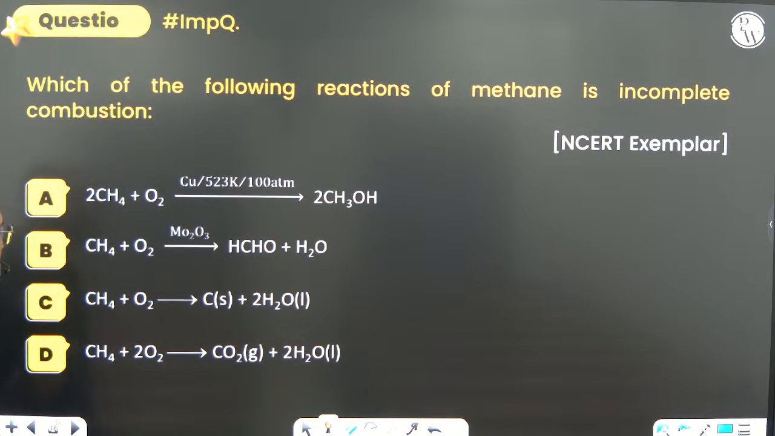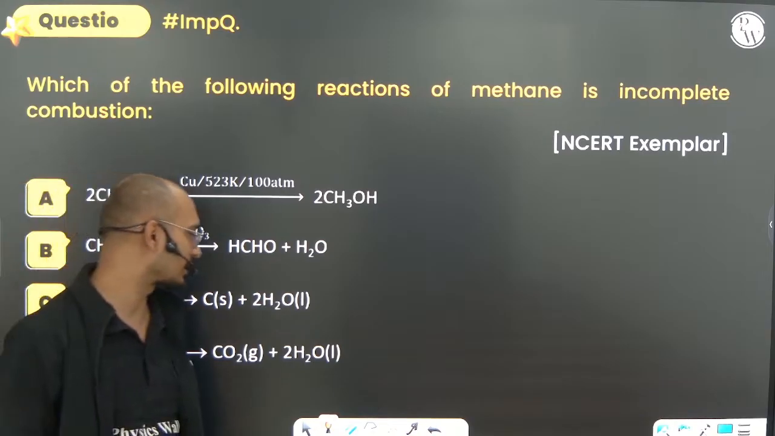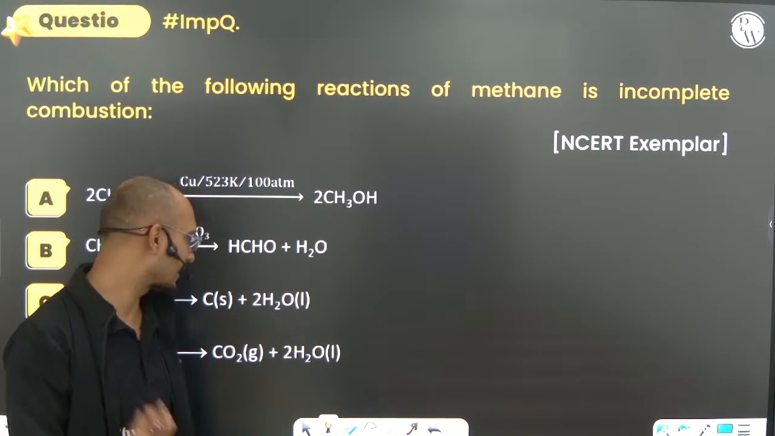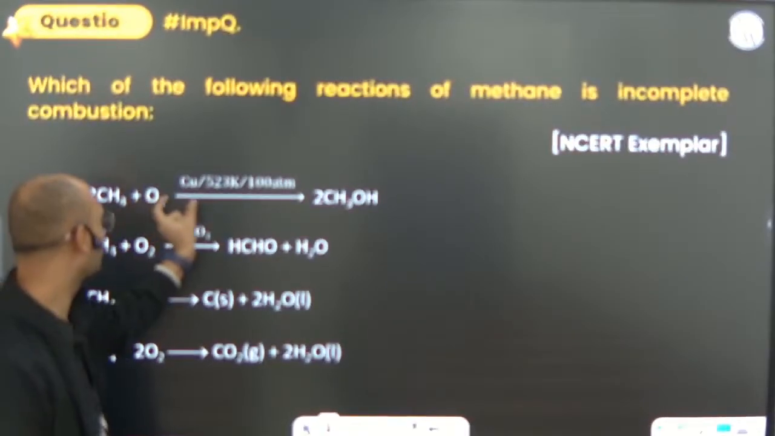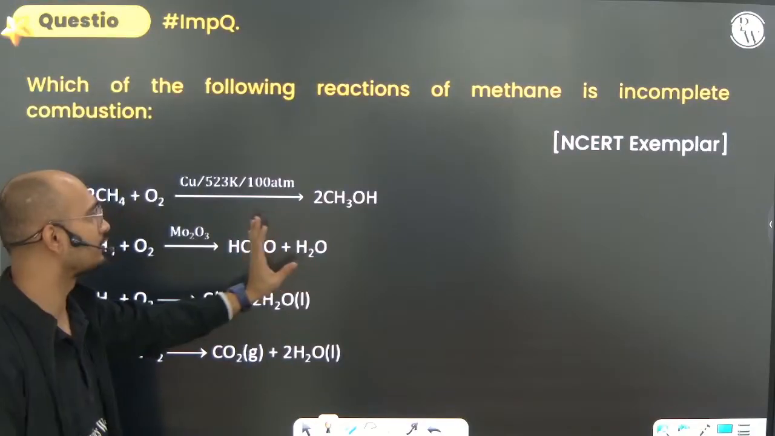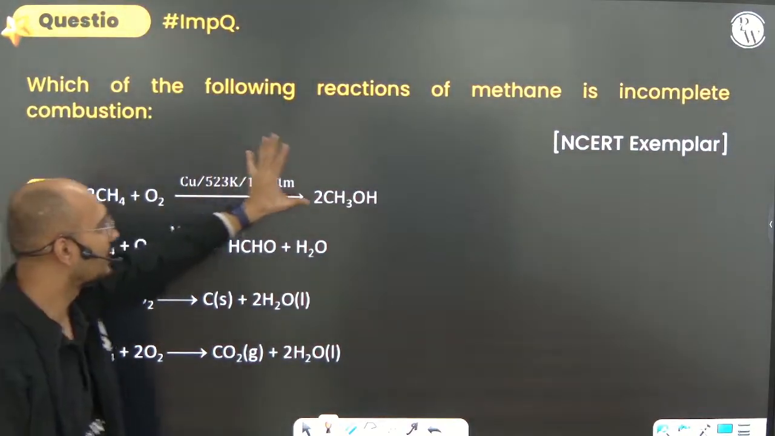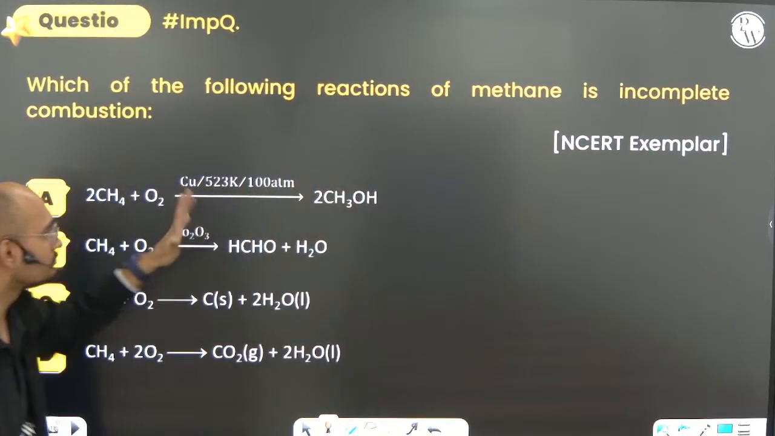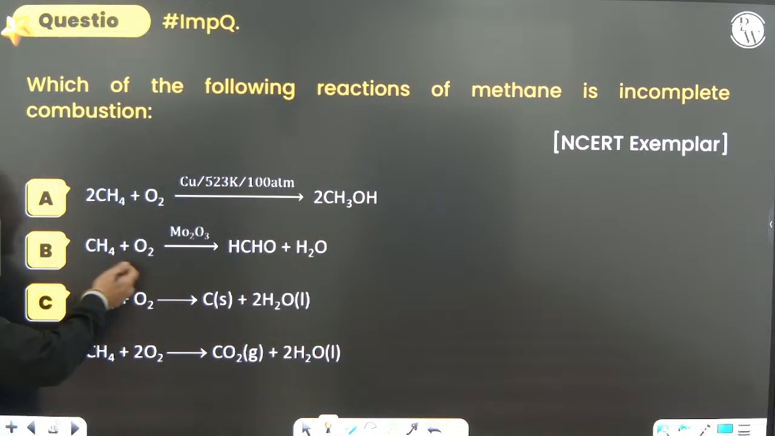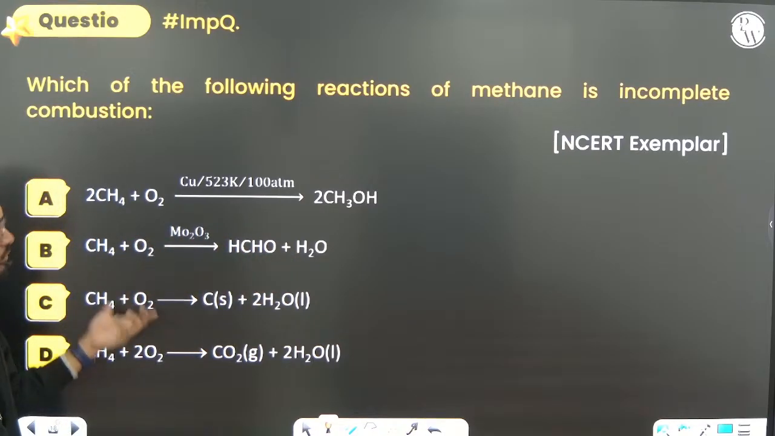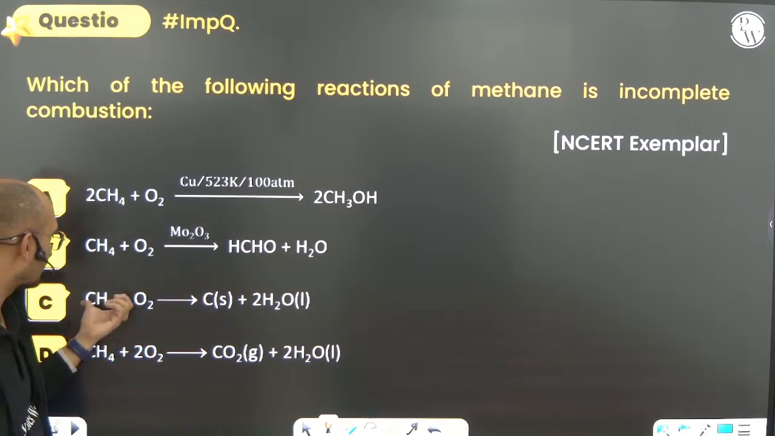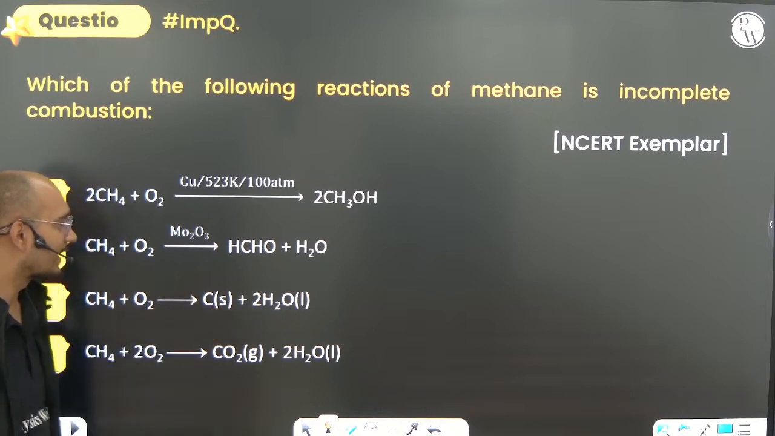combustion? Can you see what we have to do? CH4, if you do the complete combustion, it converts into CO2 and H2O, right? Chalo dekho. So CH4 plus O2 converting into, it is oxidative. Or you can say that it is one of the ways of doing combustion of methane. Then M2O3 converting into HCHO plus H2O. It is also one of the incomplete ones. What we can say? CH4 plus O2, carbon plus H2O.